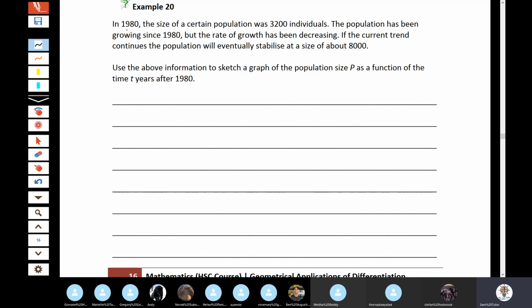In 1980, the size of a population was 3,200. The population has been growing. Straight away, when I see that word, I think it's increasing. I wouldn't think it's decreasing. But then it goes rate, which it's good that you guys have learned that now. It means first derivative. But first derivative of growth. The rate of growth. So the first derivative of growth is decreasing, which means as your population is increasing, it's increasing slower. So there are 2 cases, right? Something can increase fast, something can increase slow.